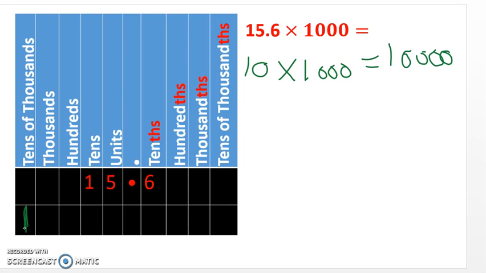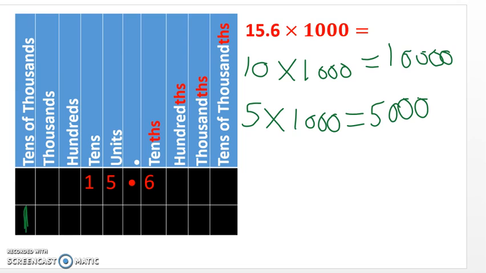Then I'll take the 5 units, and when you times 5 units by 1,000, you get 5,000. So in the thousands column, I'll put a 5.